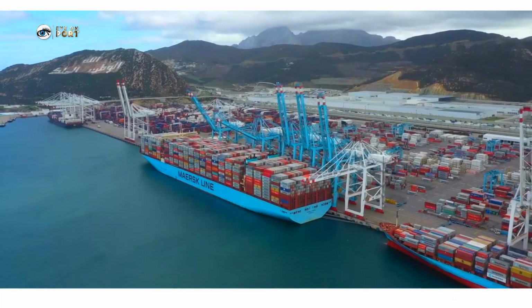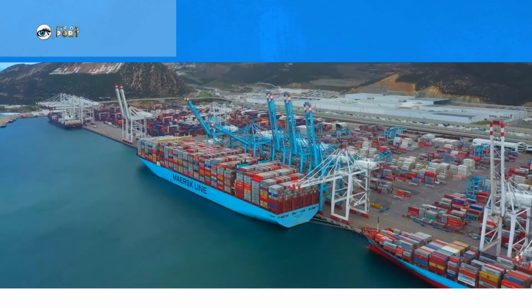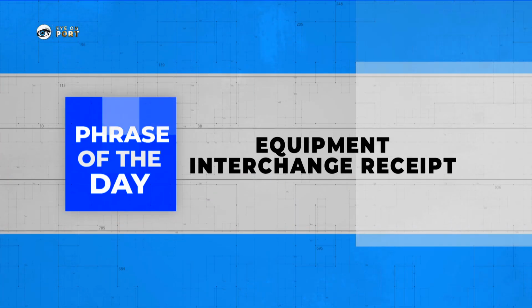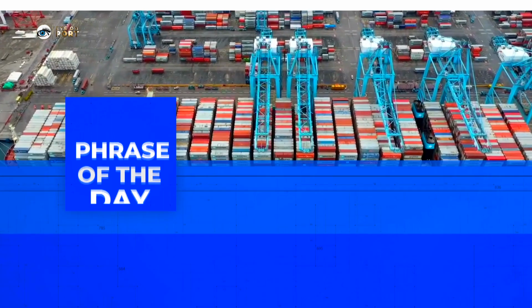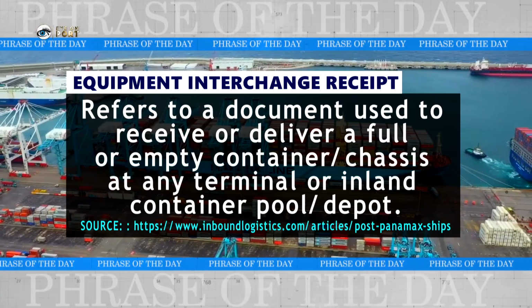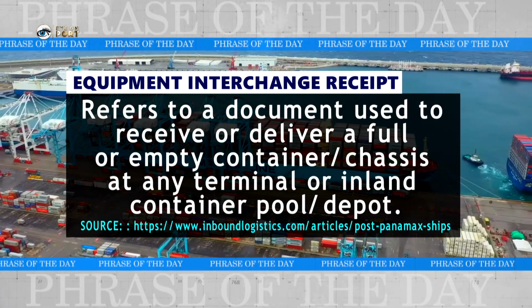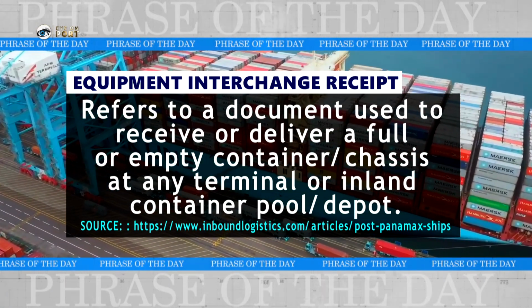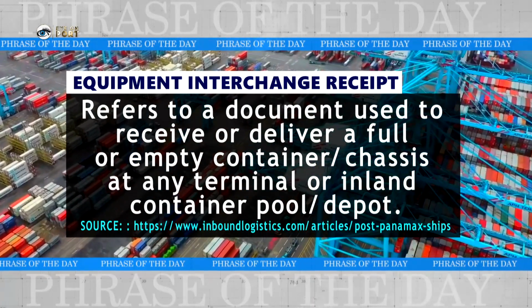Now it is time for our Word of the Day segment, where we introduce words, jargons, phrases, terminologies that we often use in this industry so you can get familiar with them. Today we'll let you know what we mean by equipment interchange receipt in shipping. Equipment interchange receipt refers to a document used to receive or deliver a full or empty container or chassis at any terminal or inland container pool or depot.